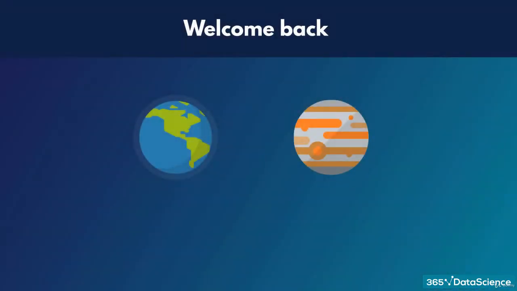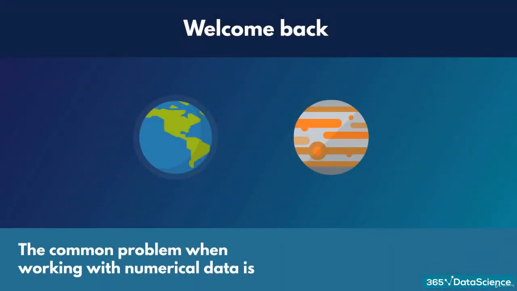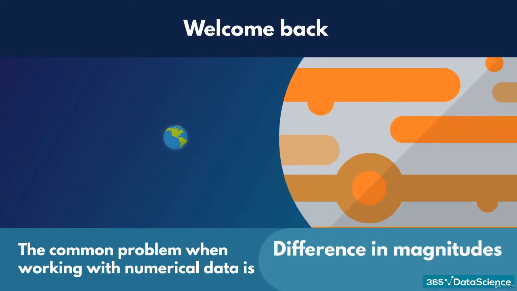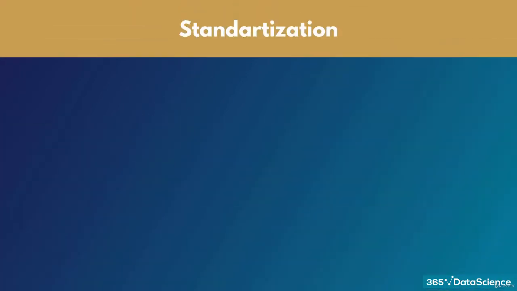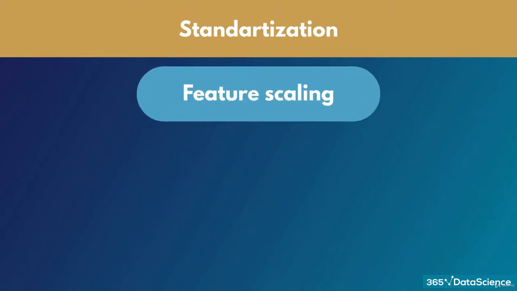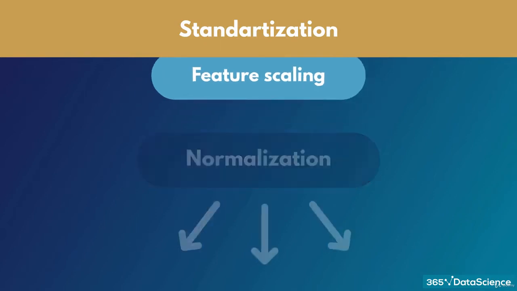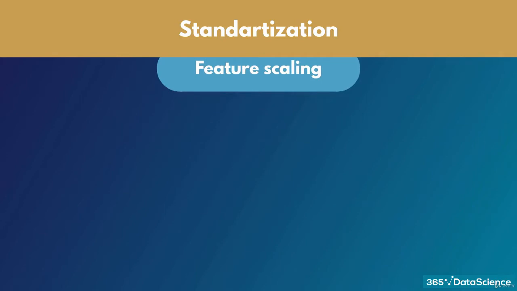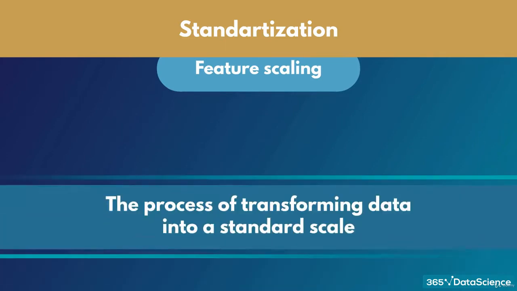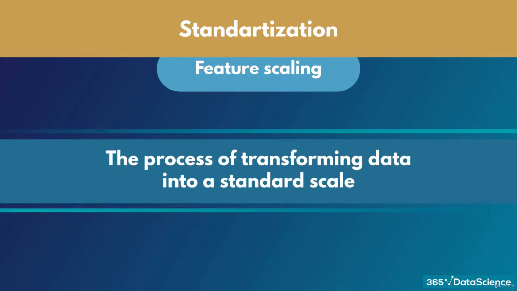Hi, and welcome back! The most common problem when working with numerical data is the difference in magnitudes. An easy fix for this issue is standardization, also known as feature scaling or normalization. However, normalization could also refer to a few additional concepts within machine learning, which is why we'll stick with the terms standardization and feature scaling.